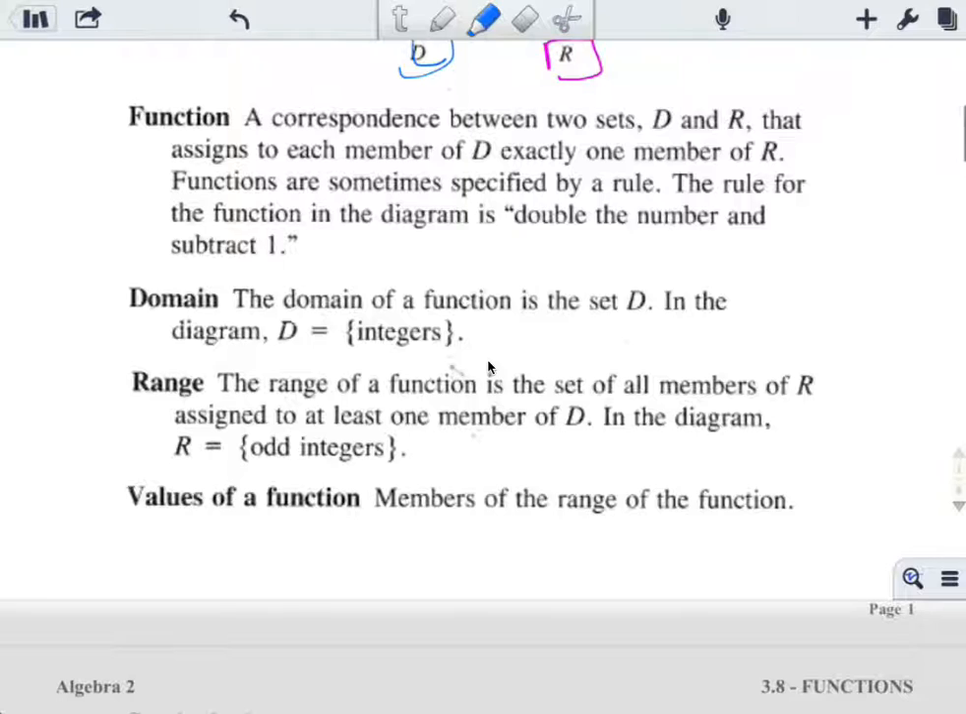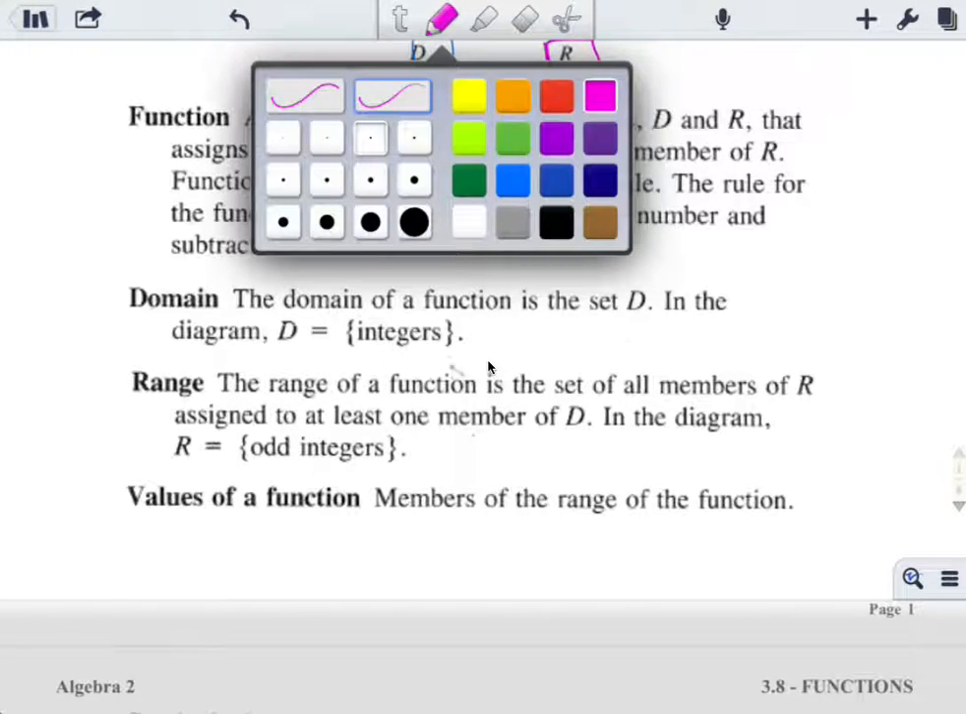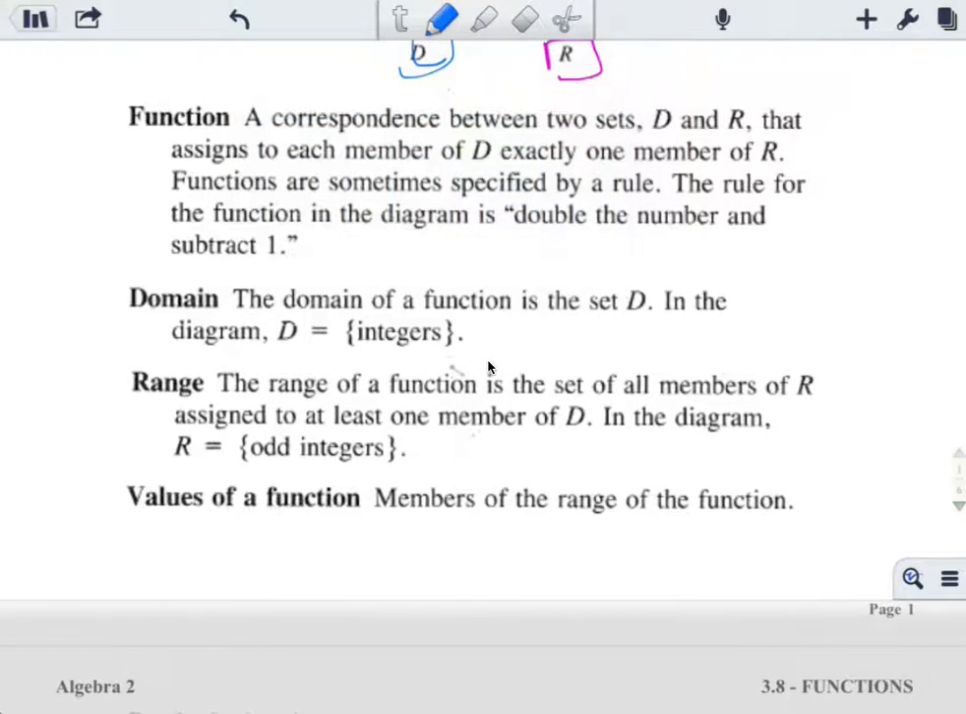A function is a new word for us. We've probably heard it before, but not quite known what it means. So, a function is a correspondence between two sets D and R that assigns each member of the domain, D, exactly one member of the range.